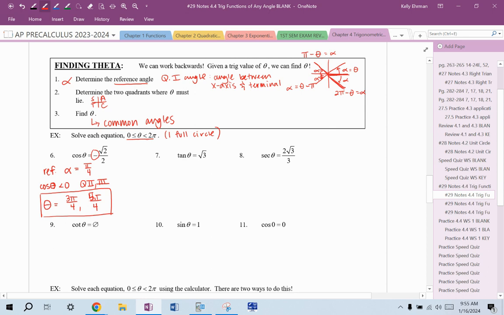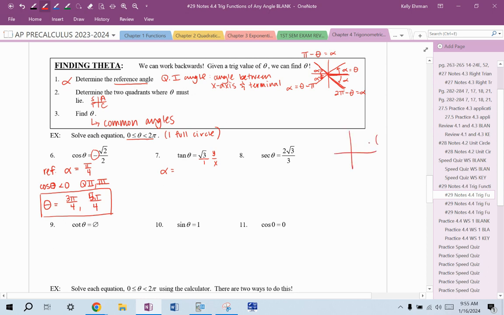Just one full circle. All right, so when is tangent equal to radical 3? For tangent, I like to do this: radical 3 over 1, y over x. Figure out the reference angle first. Which one of our three quadrant 1 angles has a y value of radical 3 and an x value of 1?